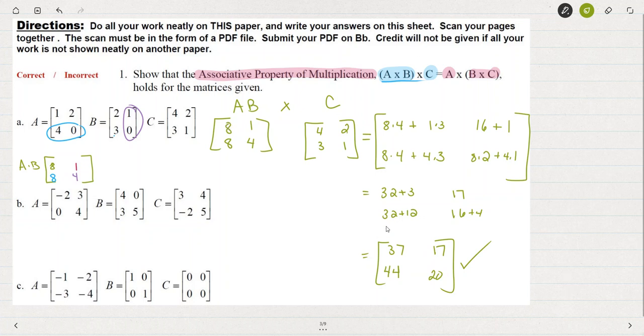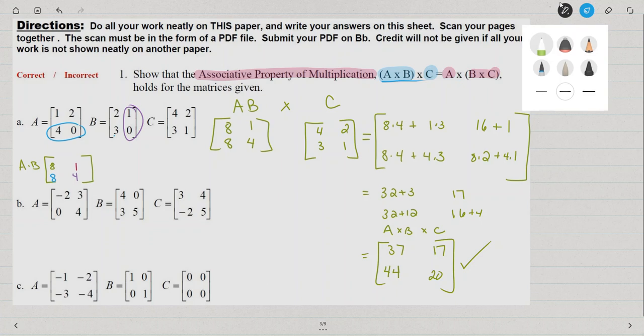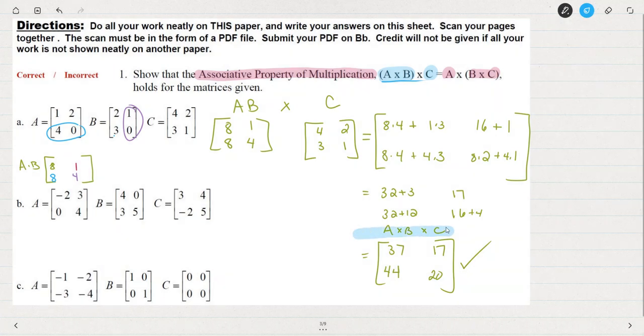So let me write it here. This is A times B times C. What we want to now do is show that if we multiplied the B and the C and then multiply A times that result, that we'd get the same matrix. And let me assure you, I have already worked that out, and it does, in fact, work out. But what you'll need to do is demonstrate that process.